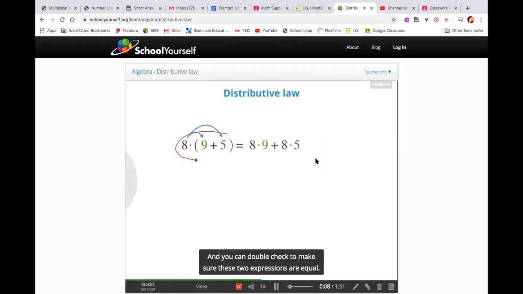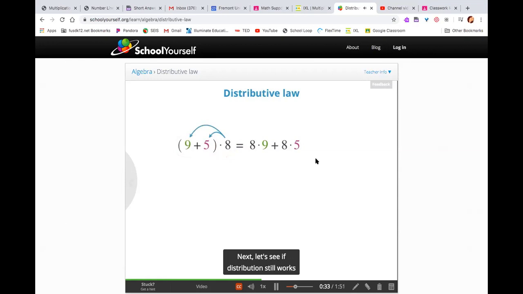And you can double check to make sure these two expressions are equal. Now remember that when you're multiplying numbers, the order doesn't matter. So let's flip the order on the left side, giving us (9 plus 5) times 8. So even if the number you're multiplying by shows up after the sum in parentheses, you can still distribute. But in this case, we'll just draw the arrows going the other way.